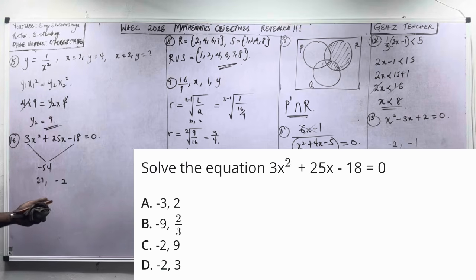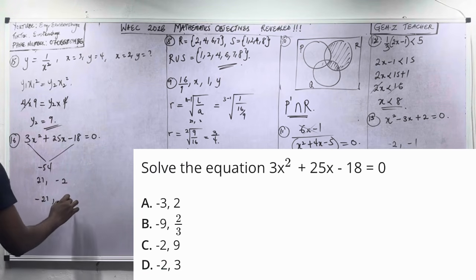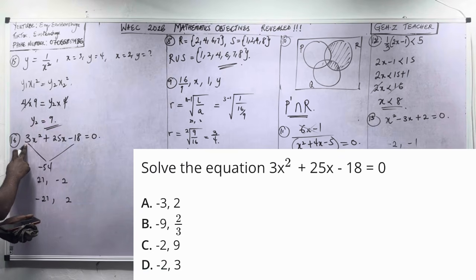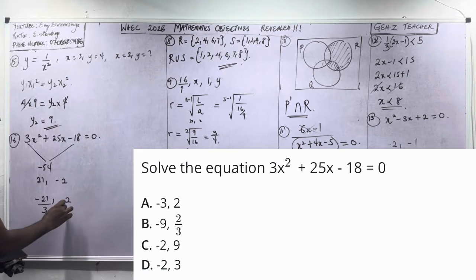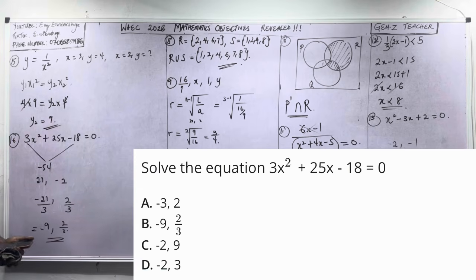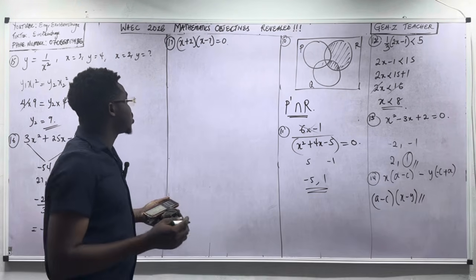Now quickly, shortcut again, swap the signs. You're going to have minus 27 and then 2, but that's not all. Remember, the term x squared has a number 3. Divide the answers by that number 3. So the answer should become minus 9 and 2 over 3 as your answers. Number 17 says solve for x.